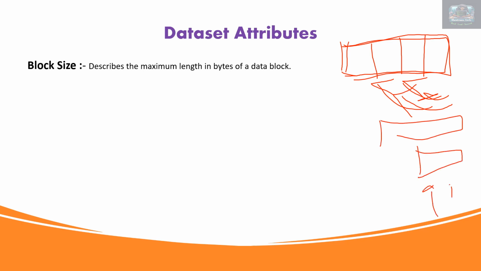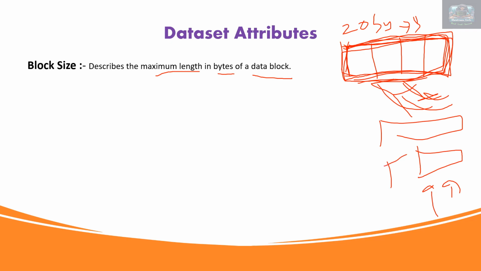What is the maximum length of one data block, the maximum size of one data block? The maximum length in bytes of a data block is the block size. If the data is 20 bytes, that would be its block size. If the data is 10 bytes, that would be its block size. So the maximum size of a data block is the block size.